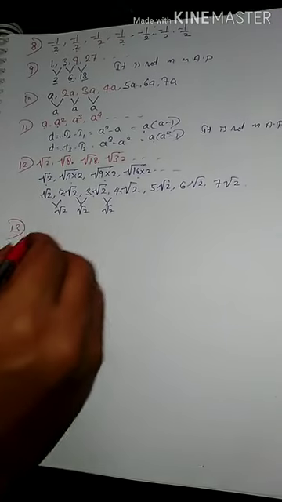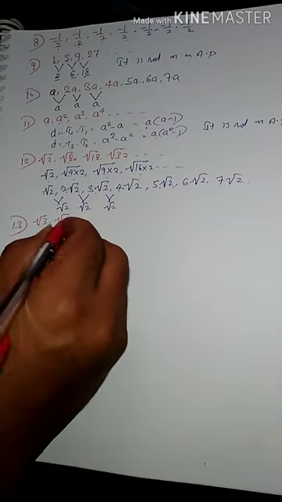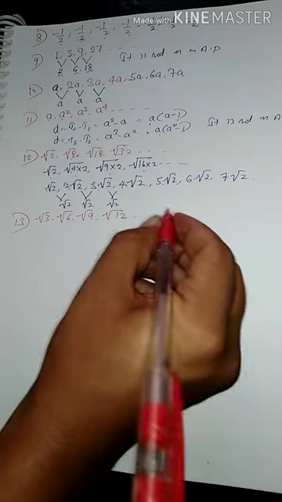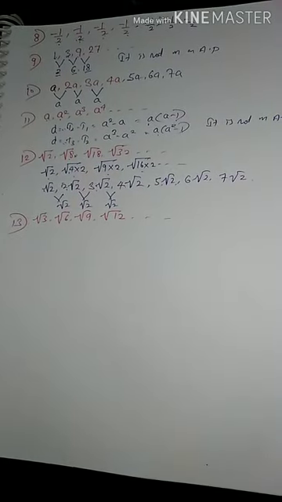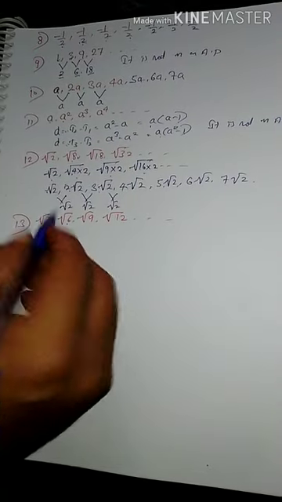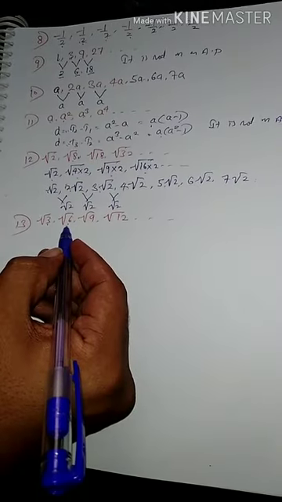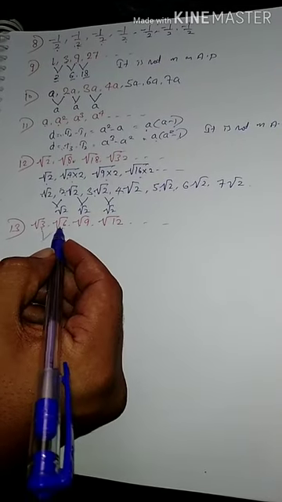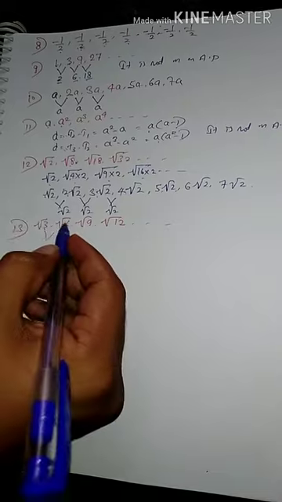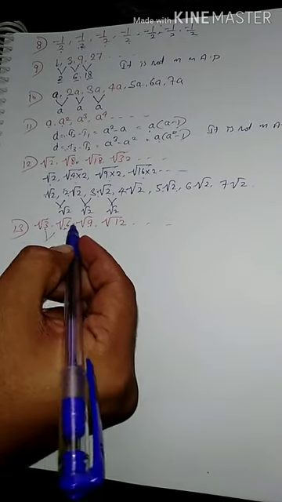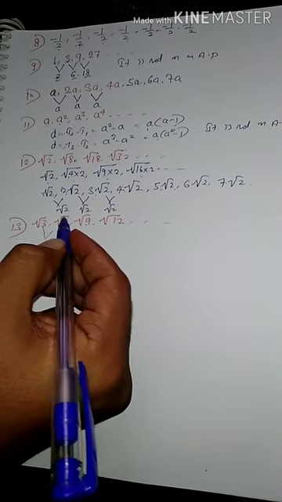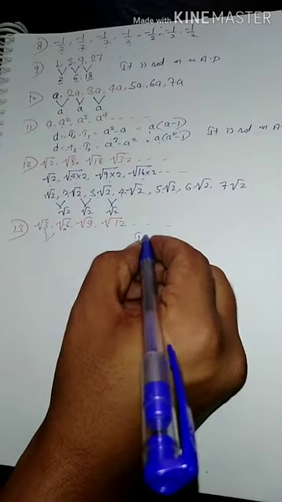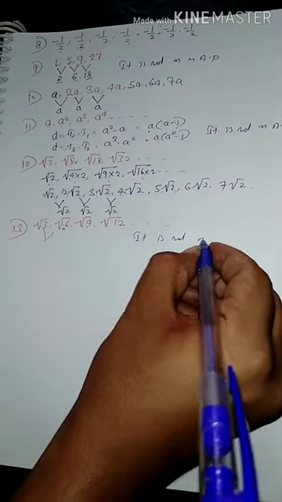And next, 13th one: root 3, root 6, root 9, root 12, and so on. Root 6 minus root 3 stays as root 6 minus root 3, because these are called unlike surds, and it is impossible to subtract unlike surds. Root 6 minus root 3 as it is, and root 9 minus root 6 is also the same, root 9 minus root 6. Therefore the common difference is not the same. It is not in an arithmetic progression. It is not in an AP.